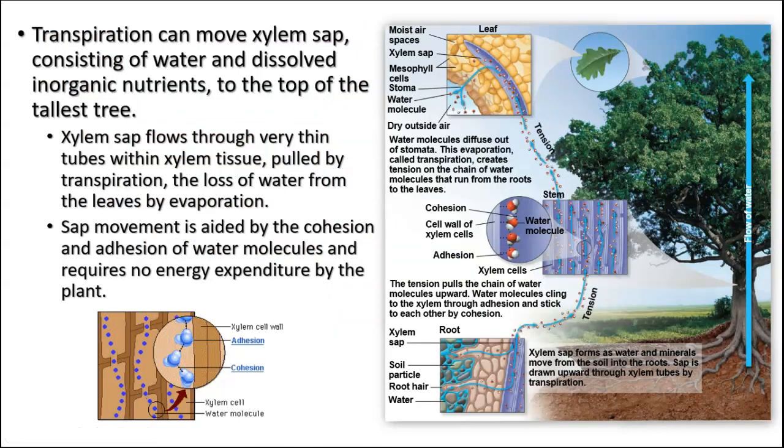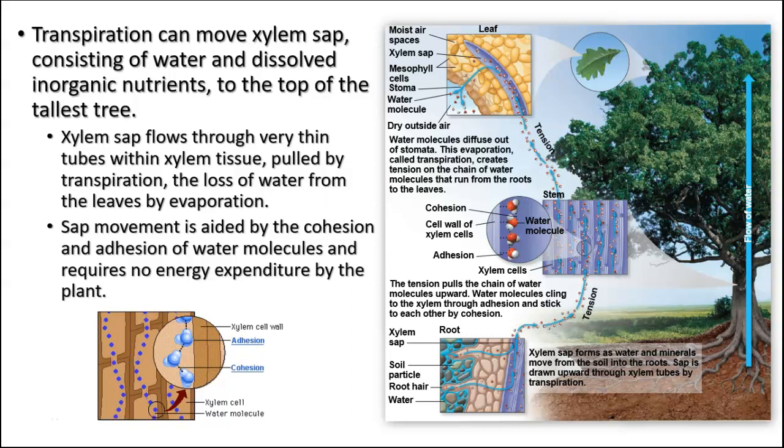Transpiration is a process, remember, that is the evaporation of water from the surface of leaves, and it can move the xylem sap to the top of the tallest tree. Xylem sap moves through those xylem tissue cells, pulled by transpiration, and utilizing adhesion and cohesion of the water molecules, as you can see in the little inset at the bottom of the slide here, that lets it move through those tubes.